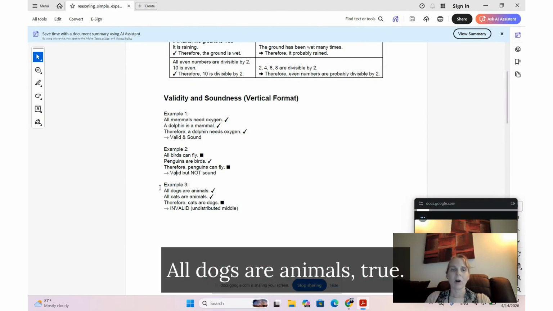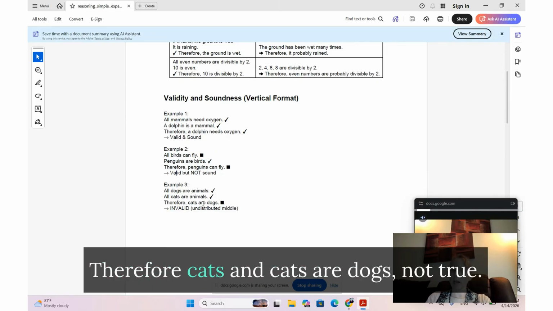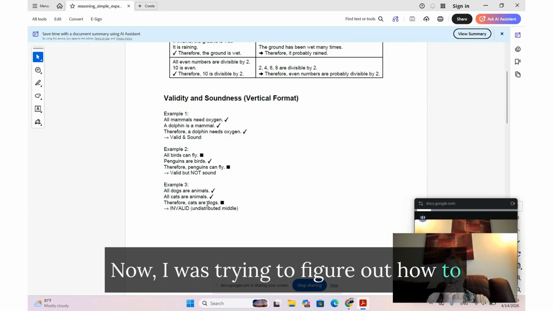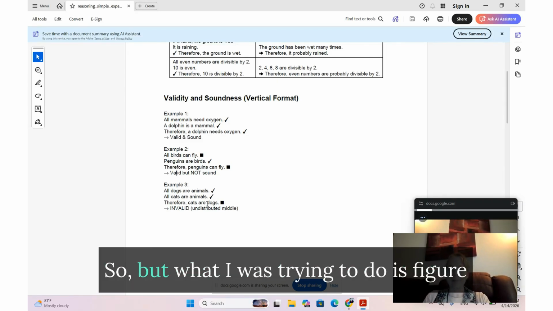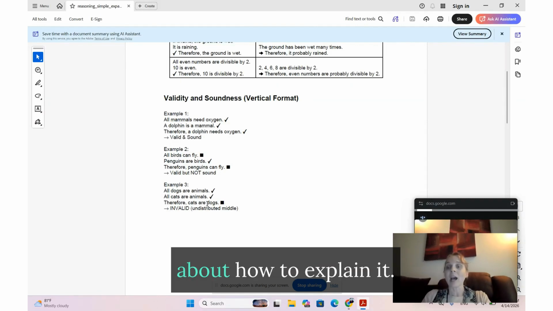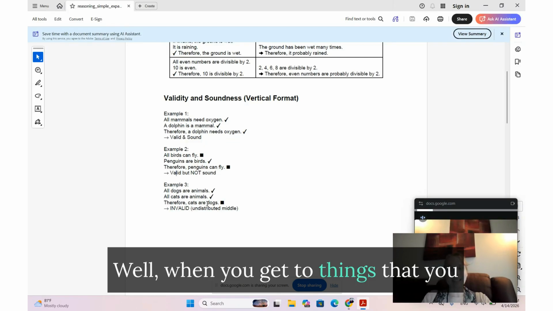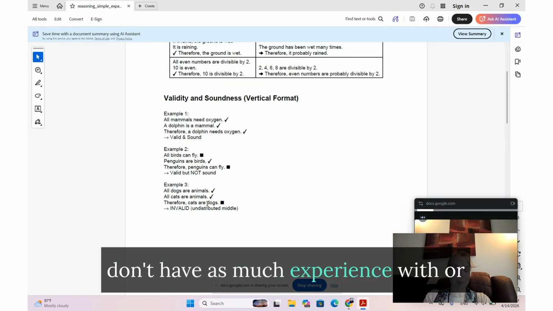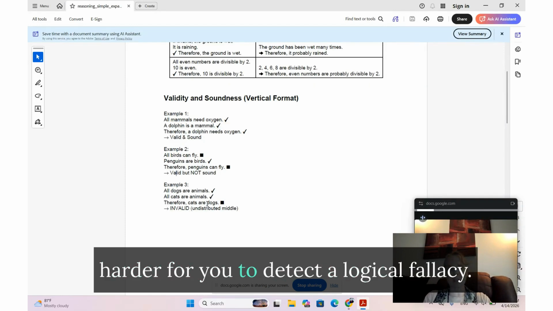Example 3. All dogs are animals. True. All cats are animals. True. Therefore, cats are dogs. Not true. Now, I was trying to figure out how to explain this. We all know this is not true, but what I was trying to do is figure out how to explain it. Why is this important? Well, when you get to things that you don't have as much experience with or don't know as much about, it could be harder for you to detect a logical fallacy.